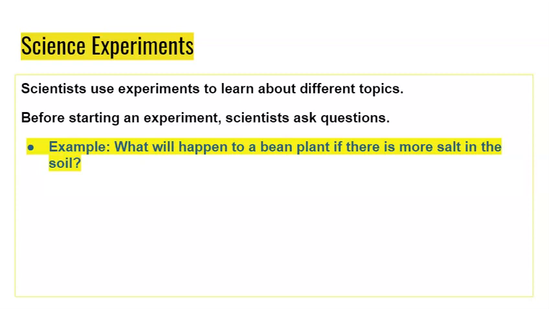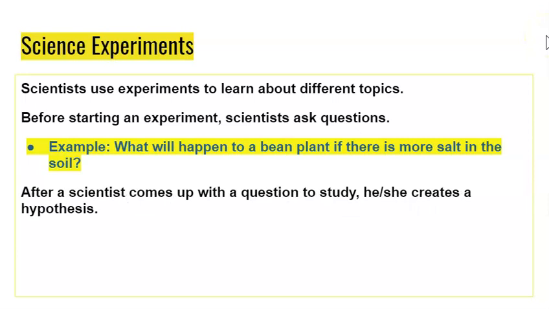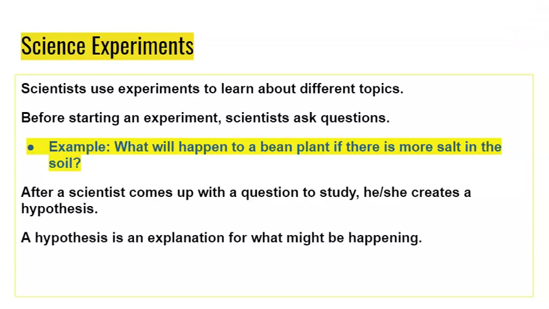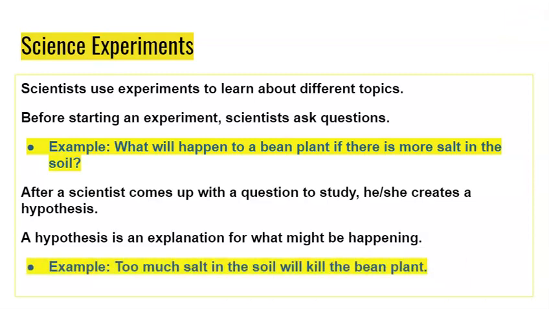So, for example, they might ask something like, what will happen to a bean plant if there is more salt in the soil? So once they have their question, they can come up with a hypothesis. A hypothesis is an explanation for what might be happening. Scientists aren't sure, but they think that this is what's going to happen. For example, the scientist might think that too much salt in the soil will kill the bean plant. So now the scientist does the experiment to test that hypothesis.